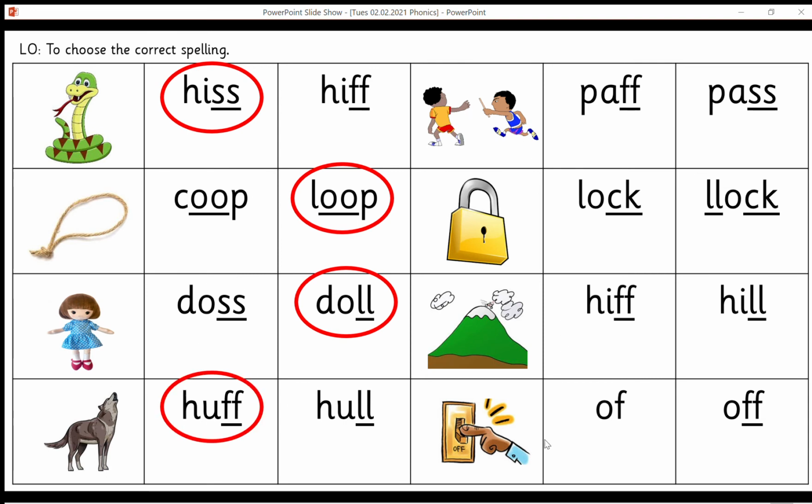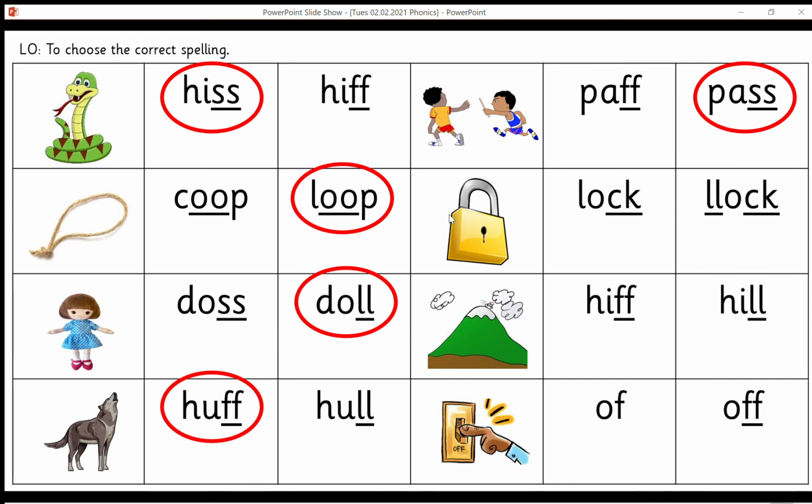Right then. Now, we haven't used these pictures yet, so I will tell you what the word is. So this one is pass. Okay, let's read. P-a-f, paff, or p-a-s, pass. Paff or pass. Which one do you think it is? Let's see if you're right. Good job, everyone. Okay, now this is going to be, can you have a guess?